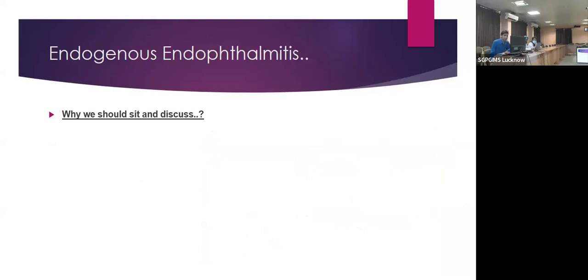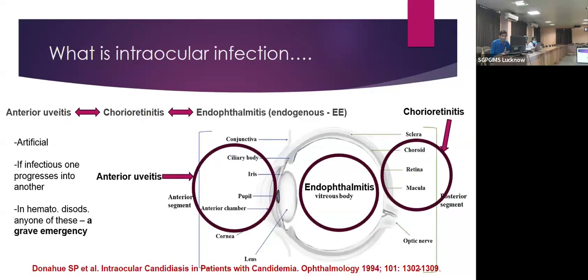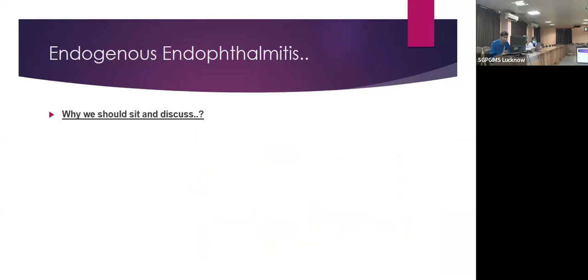Now I am coming directly to endogenous endophthalmitis, which is the most common type of endophthalmitis found in systemic diseases. Others are traumatic and postoperative. Postoperative means after cataract surgery. That is not the topic of discussion today; that is an entirely different thing. We are concerned about endogenous endophthalmitis that spreads through the bloodstream.